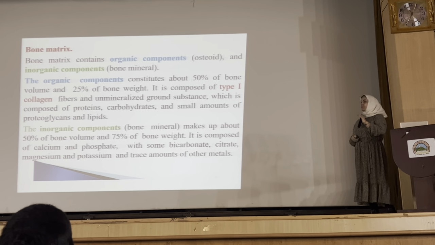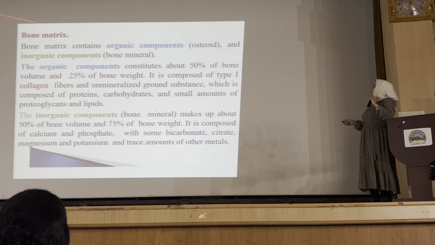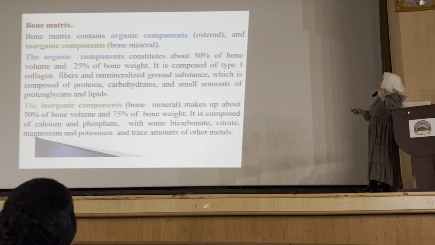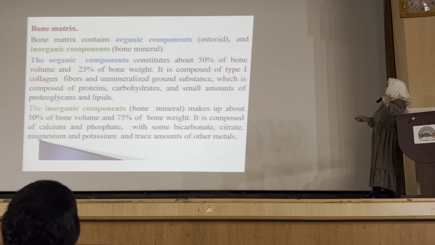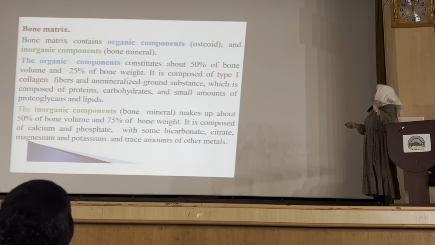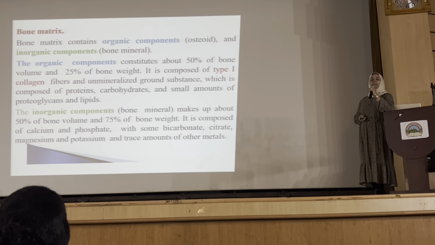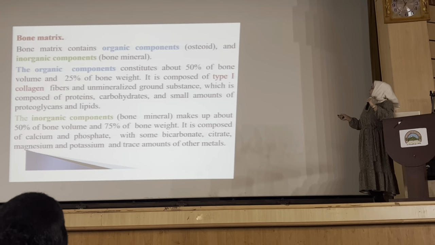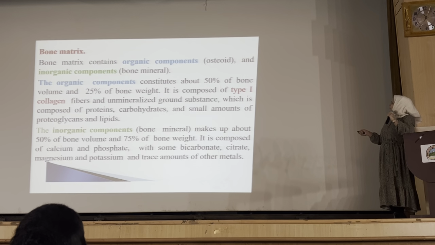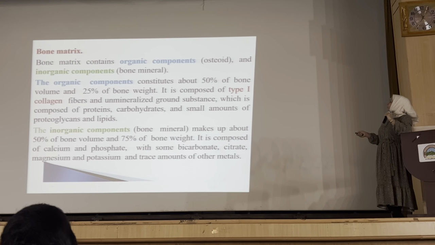Bone matrix contains both organic and inorganic components. The organic component is osteoid, and the inorganic component is bone mineral. The organic component constitutes about 50% of bone volume. The organic component includes the mineralized matrix and fibers, contributing about 50% of the bone volume and 25% of the bone weight.